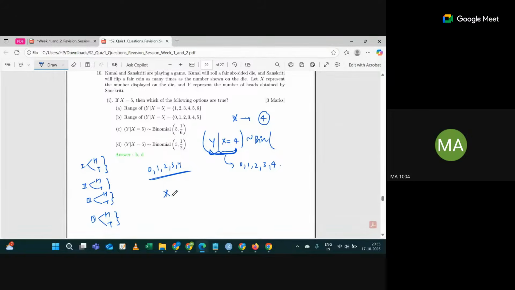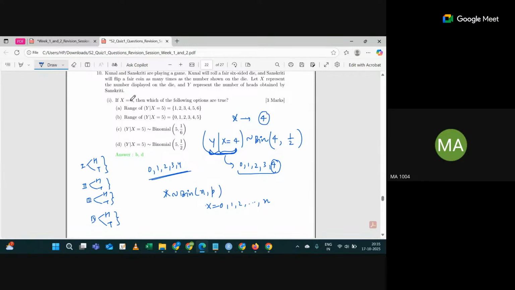Binomial, what is the parameter? If I'm saying x follows binomial n comma p, what does this mean? x can take any value 0, 1, 2 up to n, and p is the success probability. So it will be binomial. Suppose you got 4, so it will be 4 comma, and since the coin is fair, the success probability will be half. Is this clear?